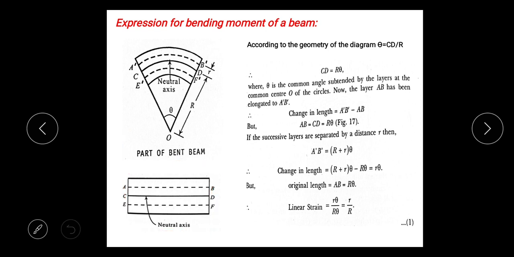Let R be the radius of the circle. Capital R is the radius of the circle to which the neutral surface forms a part. So from that neutral surface, that radius is taken. And theta is the common angle subtended by the layers at the common center O of the circles. Common center is O, and theta is a common angle.